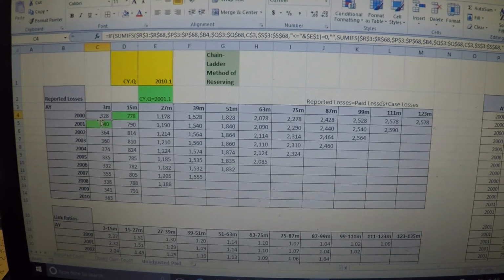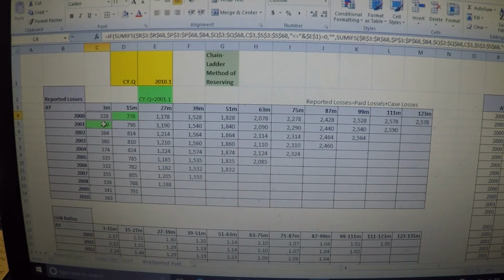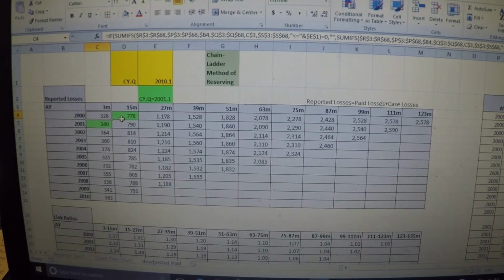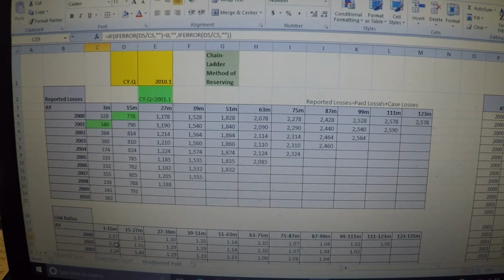So according to historical data for the accident year 2000, multiplying 328 times 2.37 gives me 778. This gives us an idea of how those losses are developing. And similarly, we can just go down this. So this is nothing confusing really. These are all just the quotients. So 2.32 is just 790 divided by 340. 2.24 is just 814 divided by 364. 1.3 is just 1528 divided by 1178.